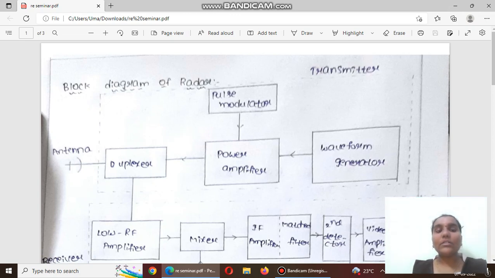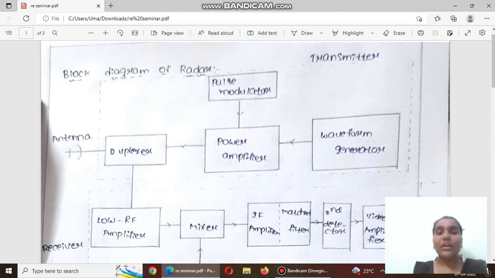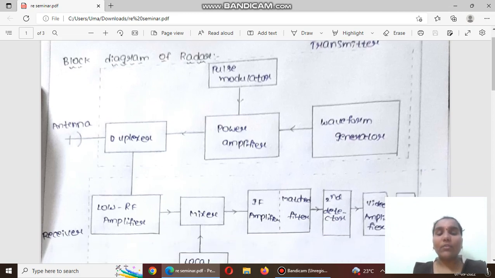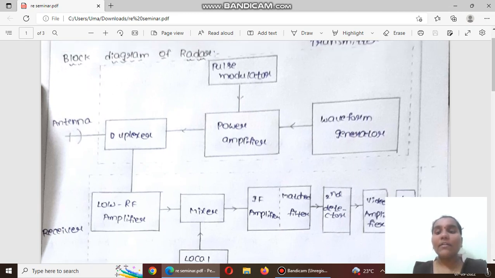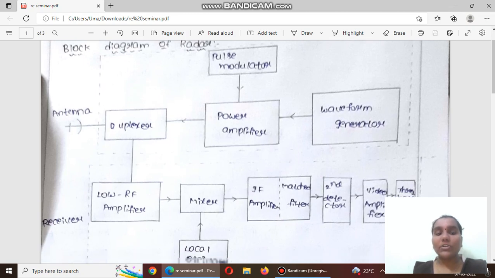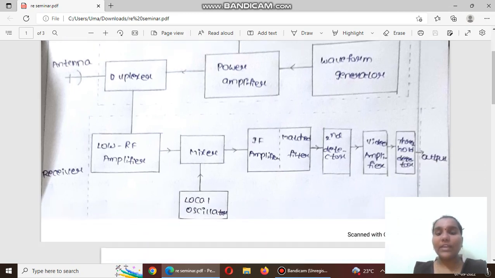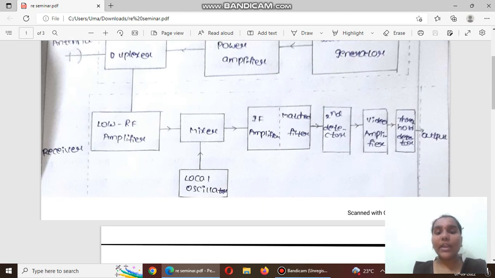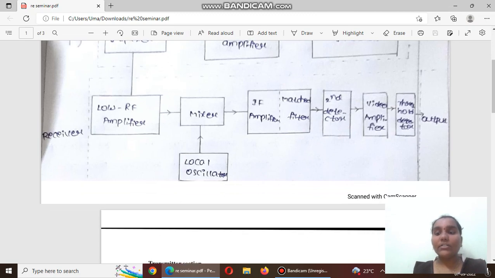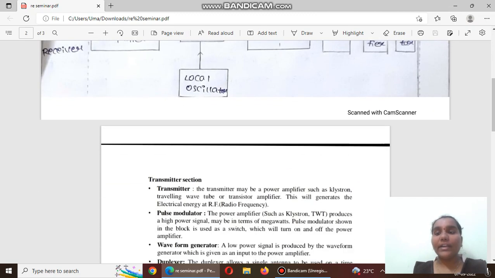Now I am going to discuss the seminar topic of a block diagram of radar in the radar engineering subject. Coming to the block diagram of radar, we have two parts, transmitter and receiver. In the transmitter section, we have waveform generator, power amplifier, duplexer and pulse modulator. And in the receiver section, we have low noise RF amplifier, mixer, local oscillator, IF amplifier, second detector, video amplifier, threshold detector, and finally the output.